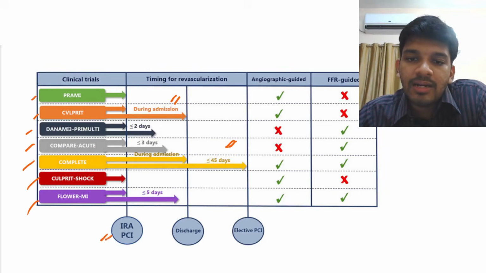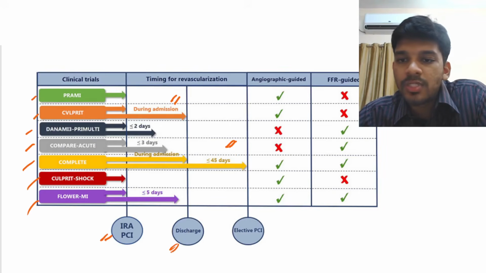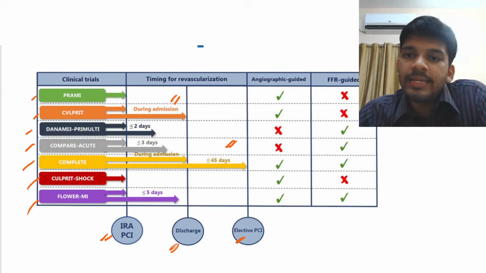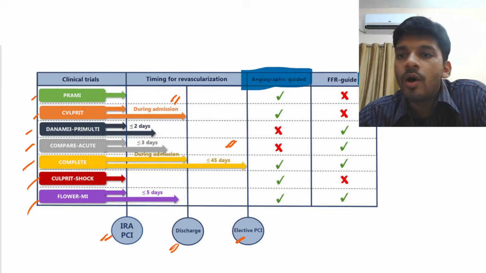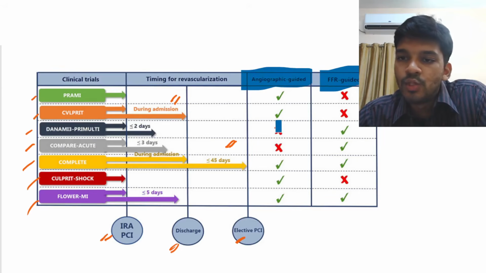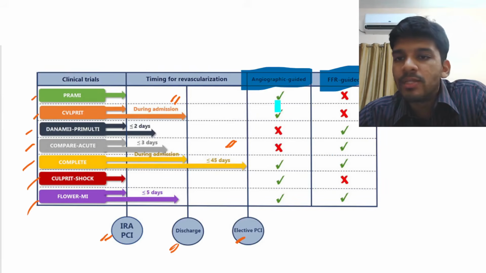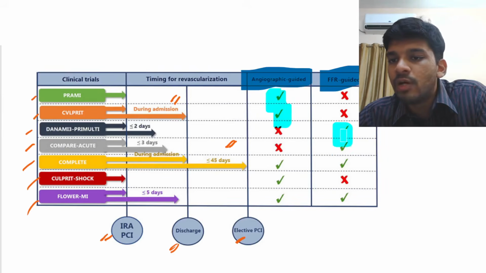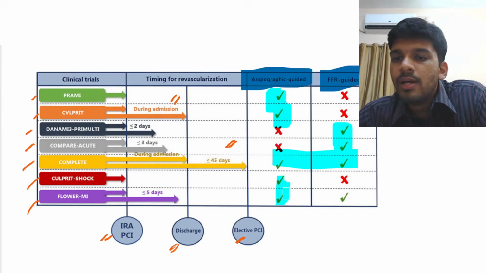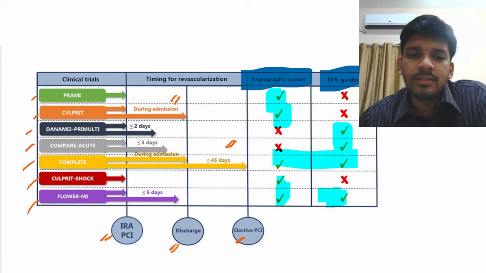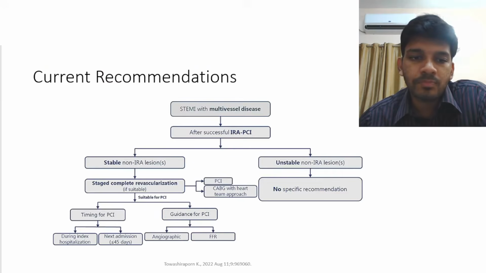So first, infarct-related artery PCI was done. Here, discharge was done, and here, elective PCI has been done. Elective PCI can either be guided by angiography or by fractional flow reserve. Some of them, like the COMPLETE trial, have looked at both fractional flow reserve and angiography guidance, whereas some trials have only looked at one method of deciding the strategy for complete revascularization. This is a table which is more relevant at the DM cardiology level, and the postgraduates and the interns need not focus on this.